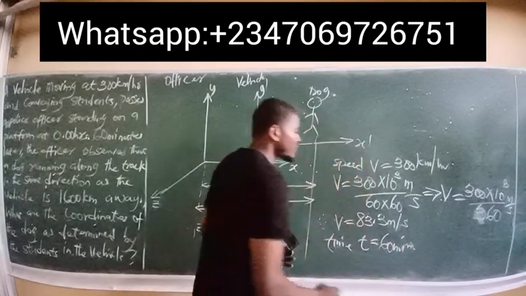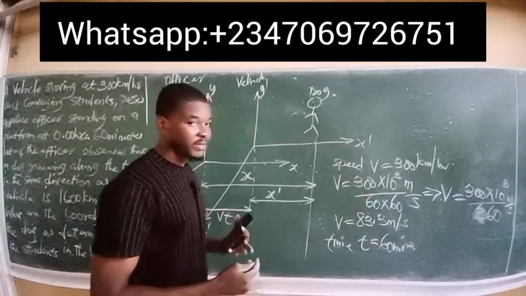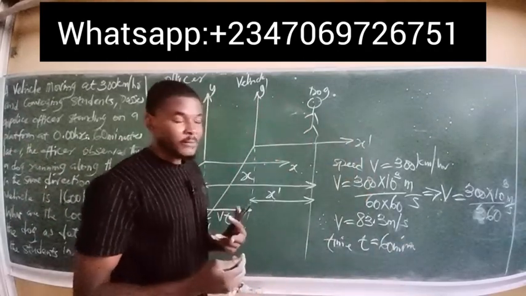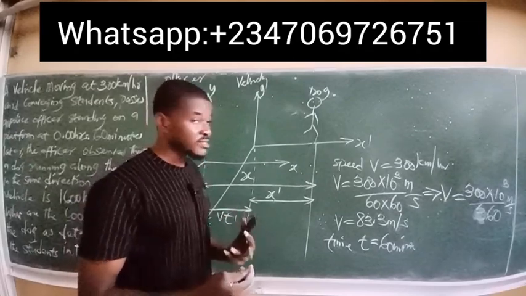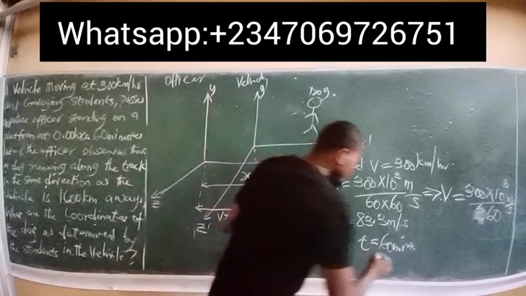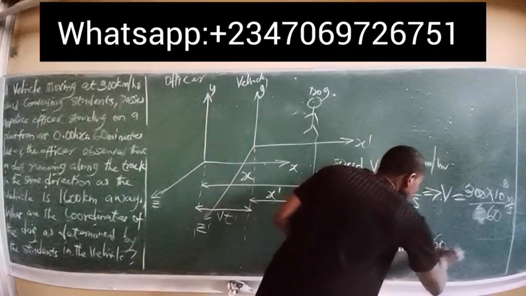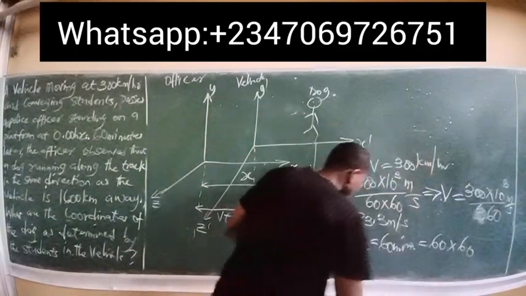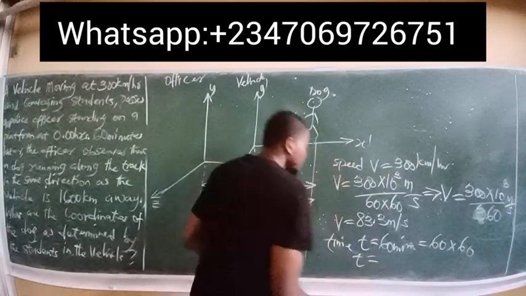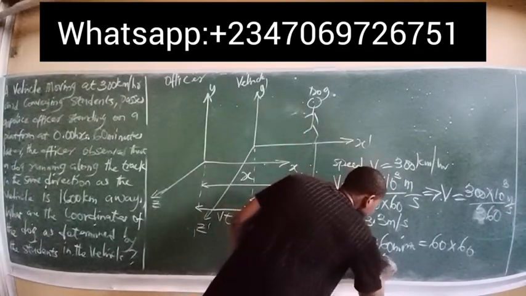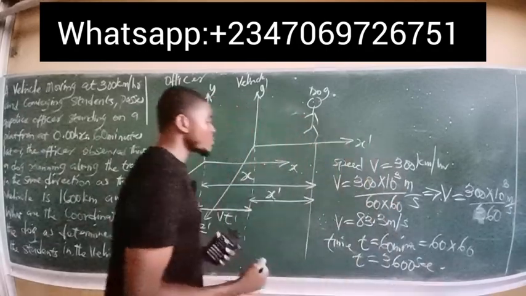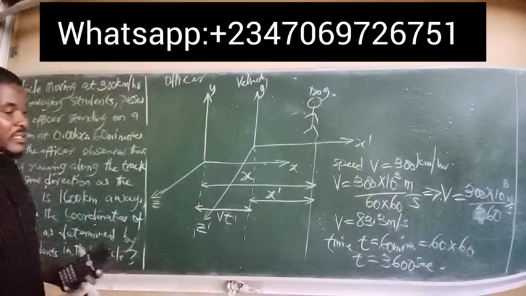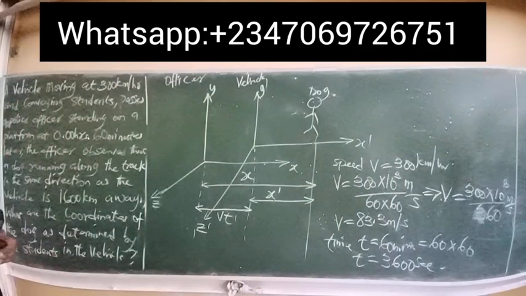And of course, we need to convert this to seconds simply by multiplying also by what? 60. 60 seconds actually makes a minute, and therefore 60 minutes will be 60 by 60 seconds. So we simply have this to be 60 by 60. So the time actually is 60 by 60, which is 3,600 seconds. Okay, so the time at which this event is being experienced is actually 3,600 seconds.